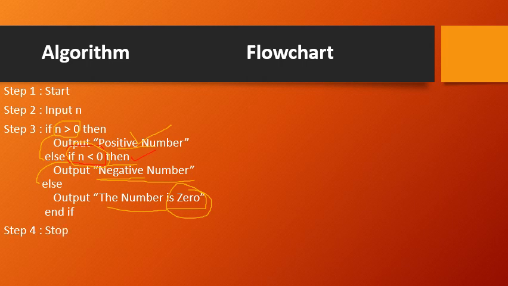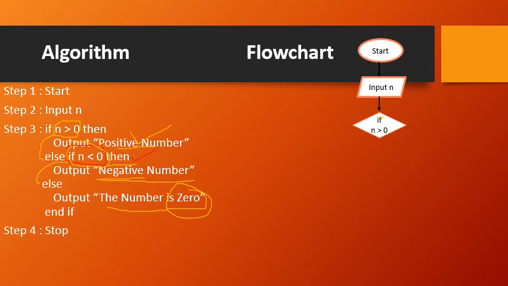Now let us try to convert this algorithm into a flowchart here. So the first step, start. Second step, input n. For the start, it's an oval symbol, and for the input, it is a parallelogram, right? Next, step 3 is what? The condition. So for the condition, it should be a rhombus or a diamond shape. So within that, we will mention the condition.